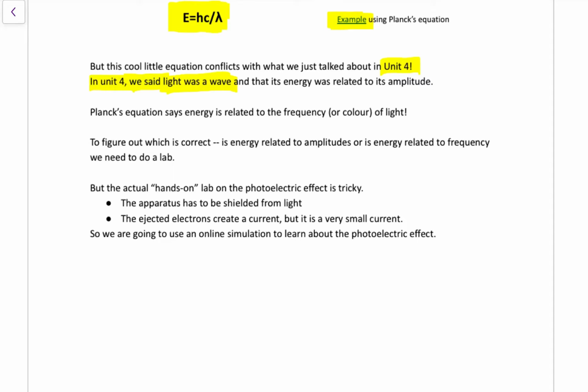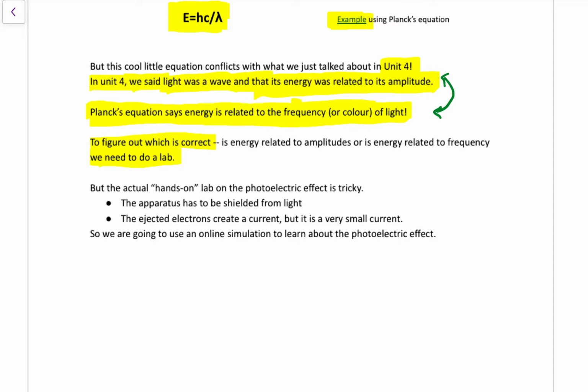Light does interfere. That means light is a wave, and in the wave perspective of light, energy is related to amplitude. But this Planck guy comes along and says that no, energy is not related to amplitude, energy is related to frequency, or wavelength, or color. These are in complete conflict. They both can't be right. Either light is like a wave like we talked about in Unit 4 and energy is related to amplitude, or light is whatever Planck is telling us and energy is related to frequency, wavelength, or color. To figure out which is correct, we do have a lab to do it.